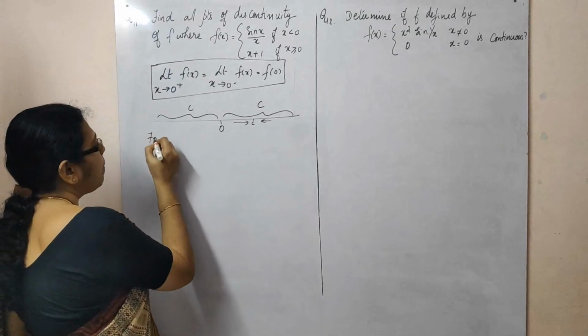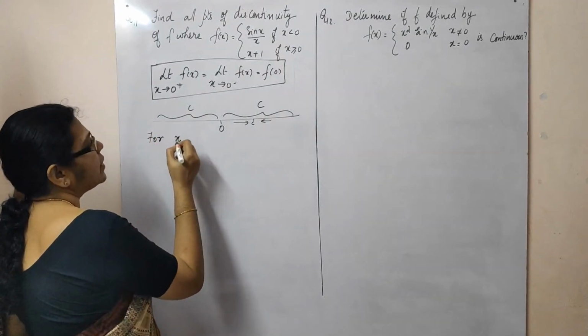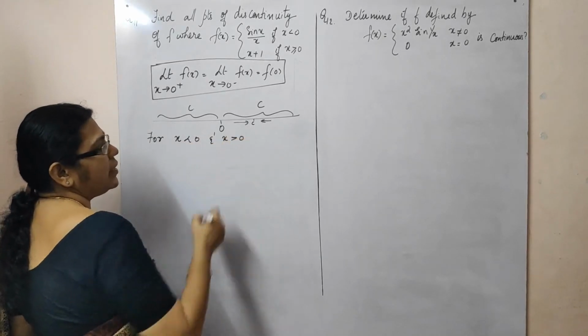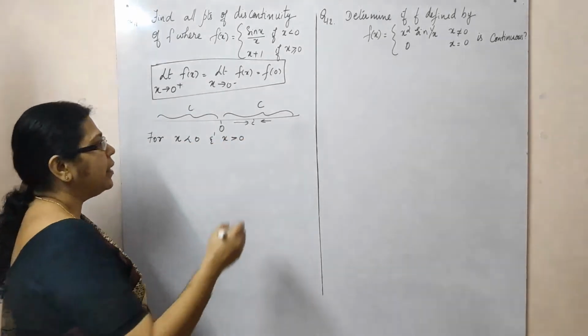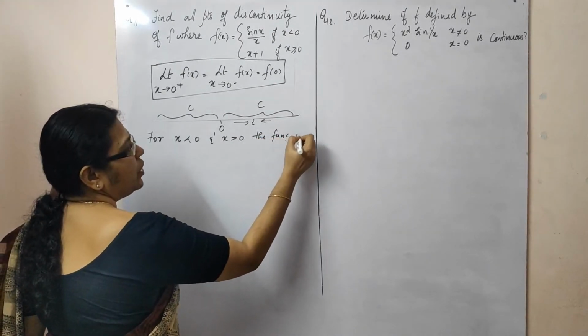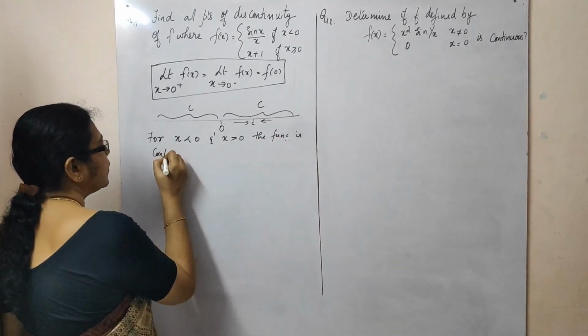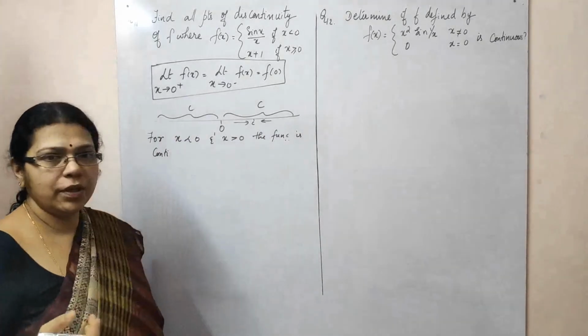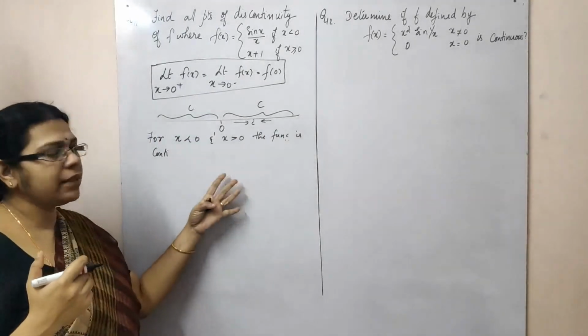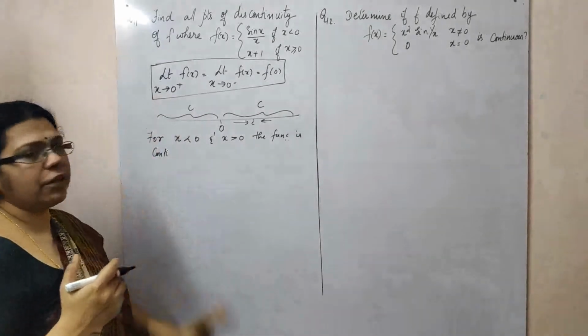For all x lesser than 0 and x greater than 0, right? The function is what? Continuous. If you want, you can prove it also, like what I have proved in the earlier questions. Or else if you write like this is also fine. What we need to check for is this.